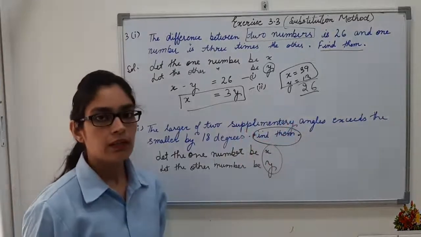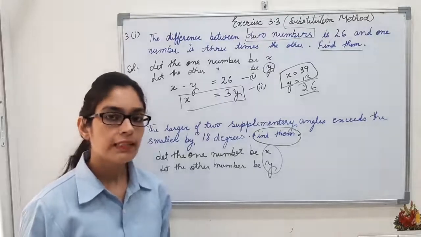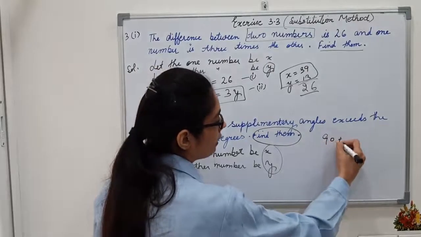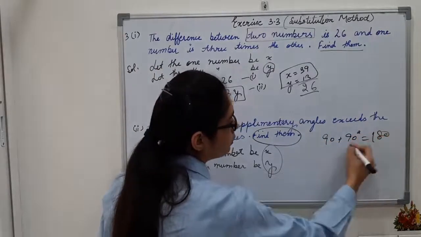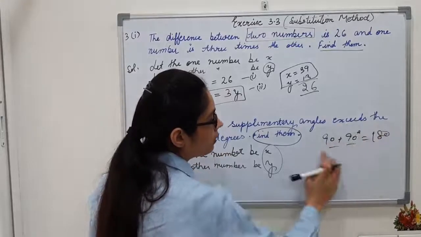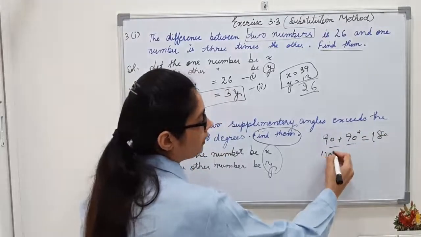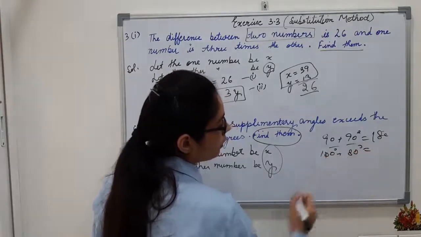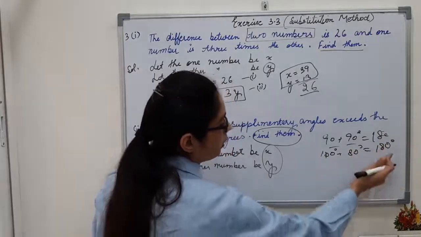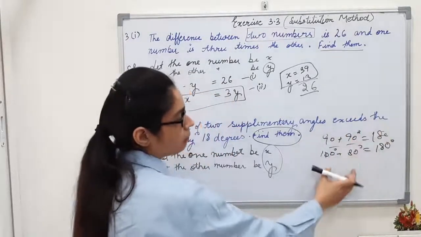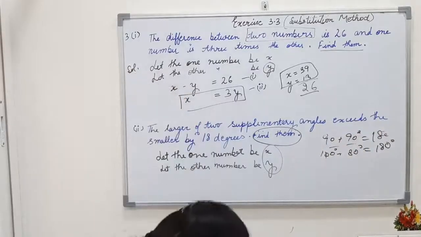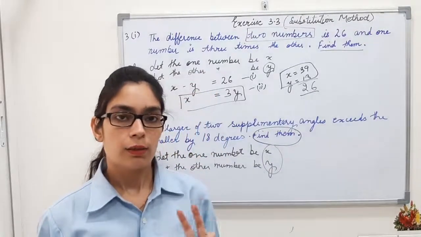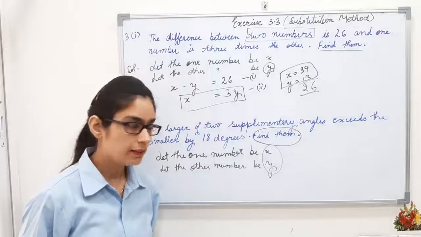Supplementary angles are two angles whose sum is equal to 180. Like if I am adding two angles, one angle is 90 and the other is also 90, the two angles make a sum of 180. These are supplementary angles. One is 110, the other one is 70. One is 100, the other one is 80. Again they give me a sum of 180 degrees. This means these two are supplementary angles. Now you understood what supplementary angles are: two angles whose sum is 180 degrees.